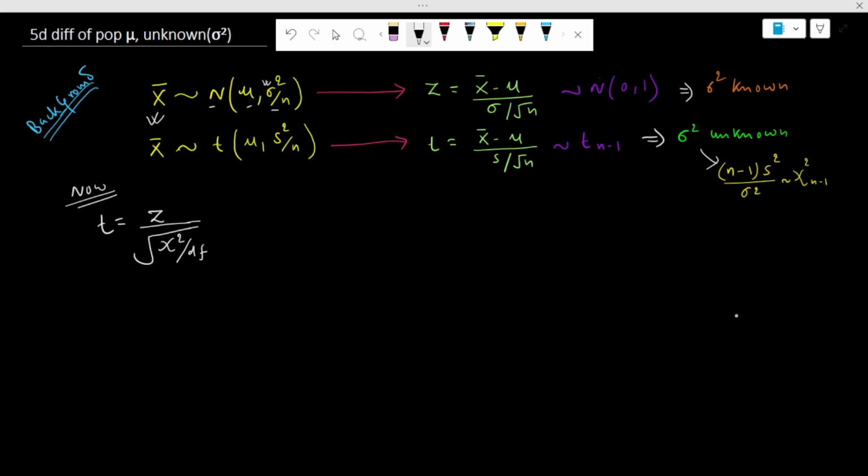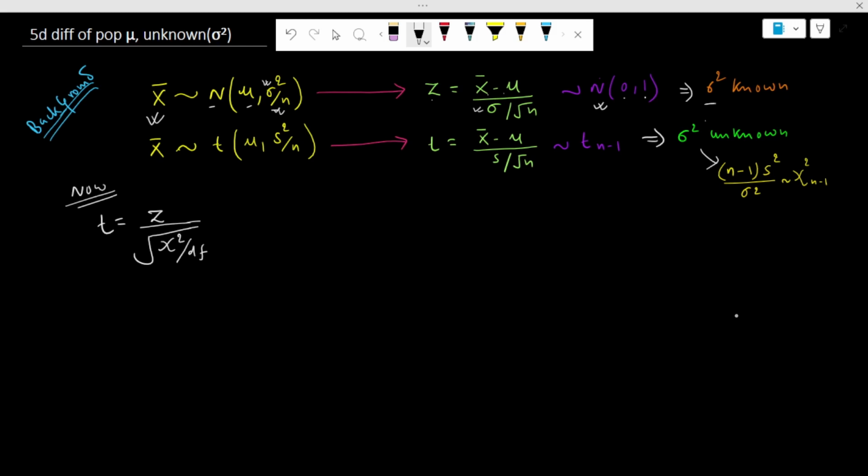We can construct a z-score out of it as x bar minus mu divided by sigma divided by root n, and sigma divided by root n is the square root of the variance of the sample mean. This z-score has a standard normal distribution with mean 0 and variance 1. In this case, we assume that we know the variance of the population.